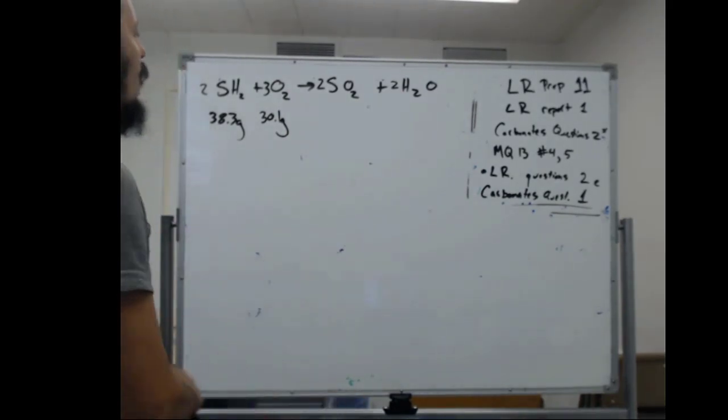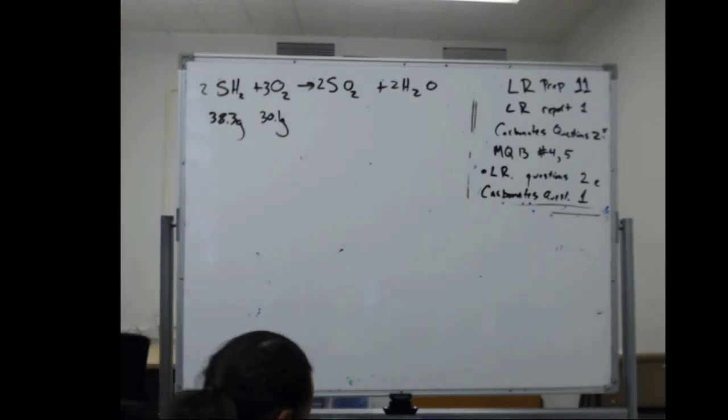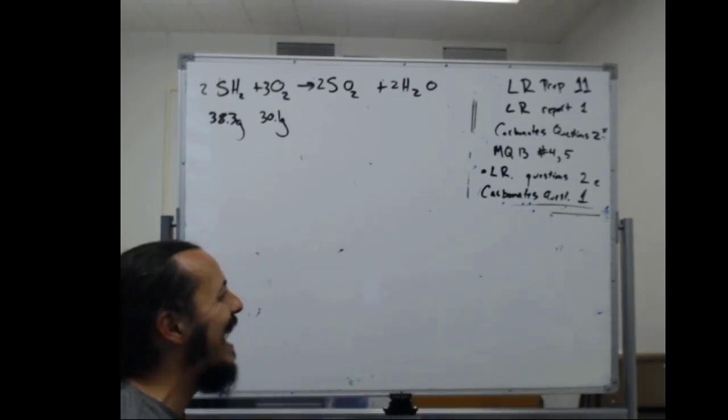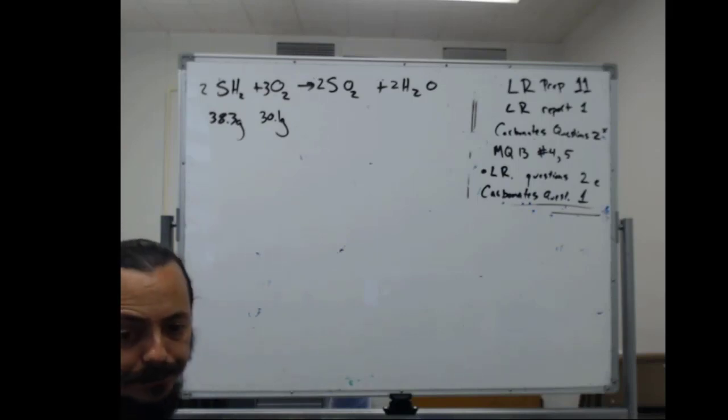Following our steps, step 1 is the balanced chemical equation. Step 2 is find moles of starting material. Step 3 is identify the limiting reactant. Step 4 is subtract and add the limiting reactant appropriately. And step 5 is finish the problem.